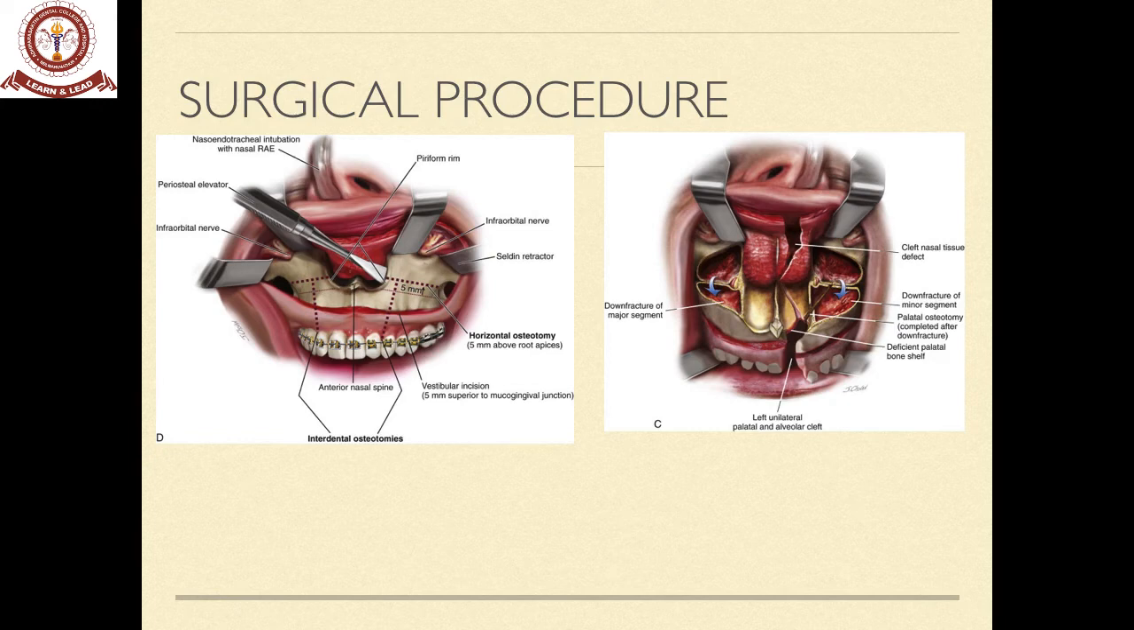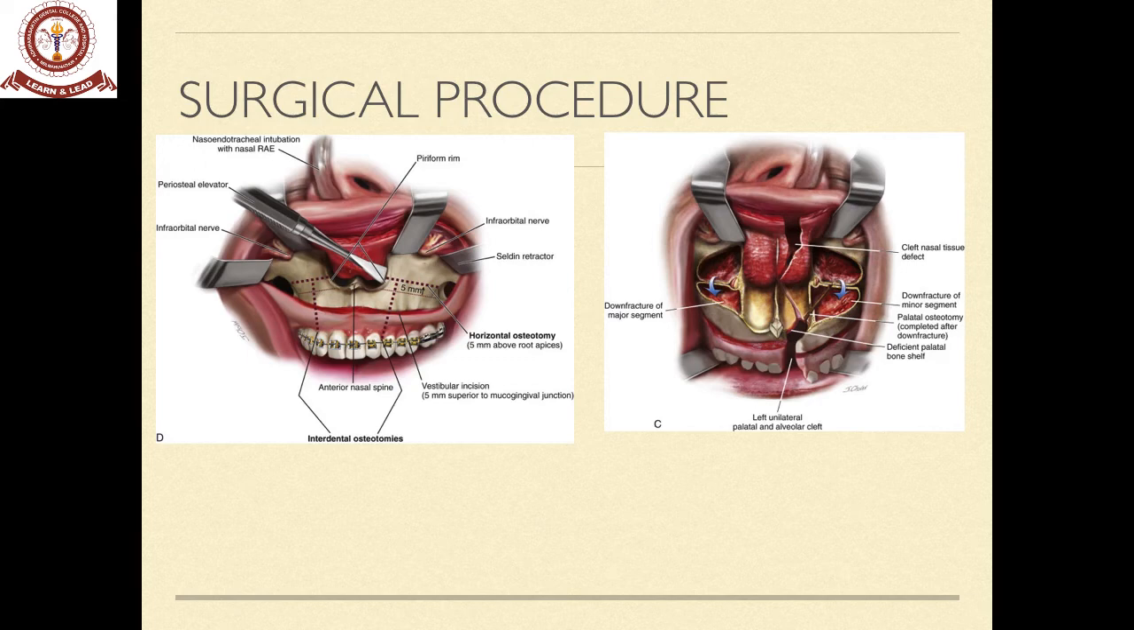Then we have the teeth, so we need to make the bony cuts 5 millimeters from the tip of the roots. When we do these bony cuts, at the posterior end we have the descending palatine artery. Once we make the bony cuts, we can mobilize the maxilla completely from the cranial base. Okay, so that is Le Fort 1 osteotomy.